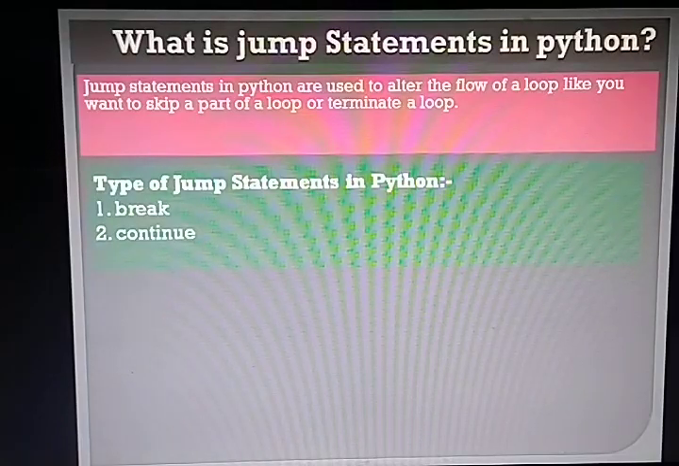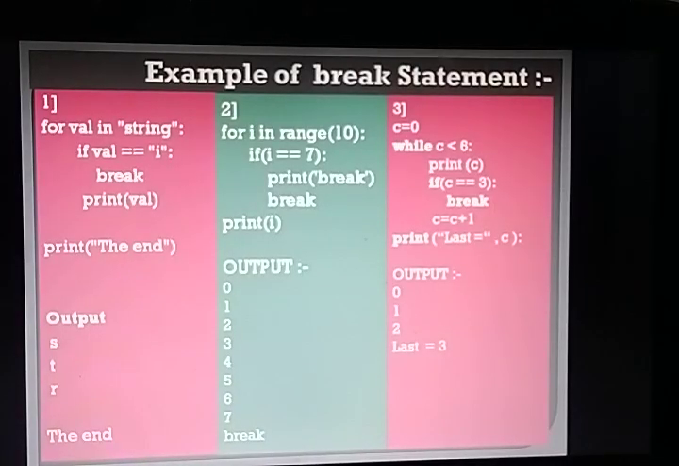Now there are two important statements inside looping, break and continue. Let's see them one by one. Let's see the example of the break statement. In example number 1, you can see for vl in the string "str" inside double quotes. As soon as the vl value becomes i, break will be executed. Break will exit you from the loop. So the output will be str only.